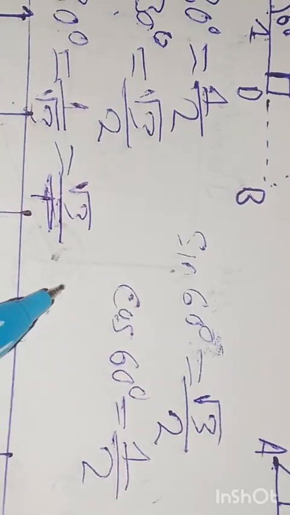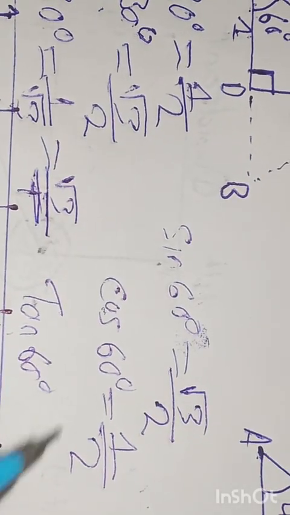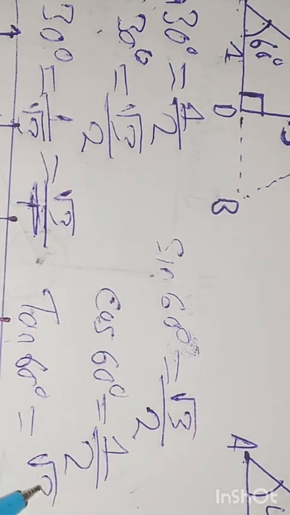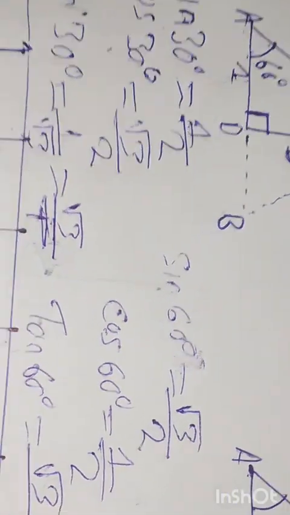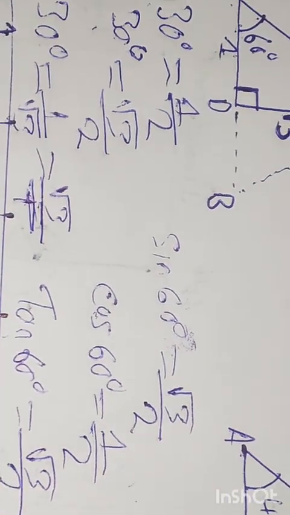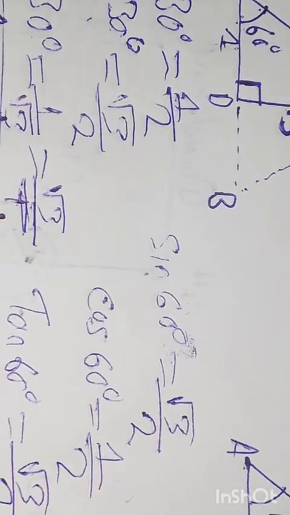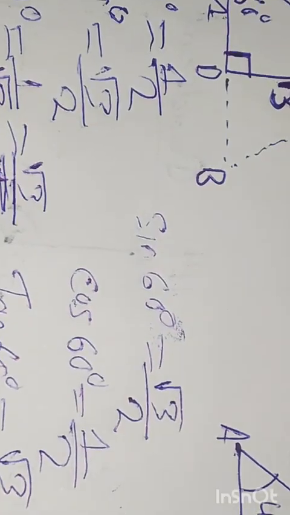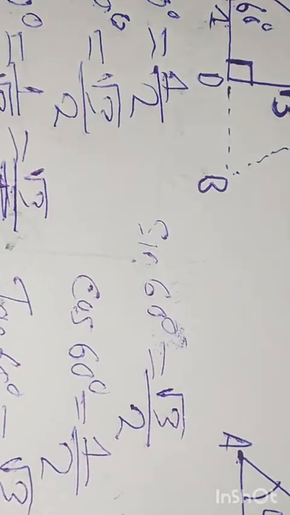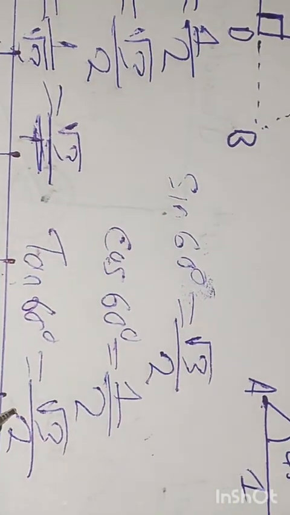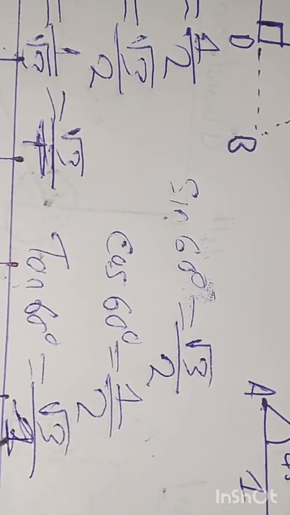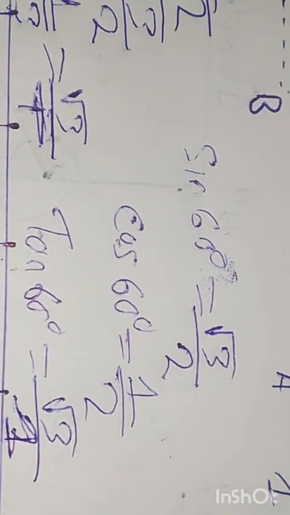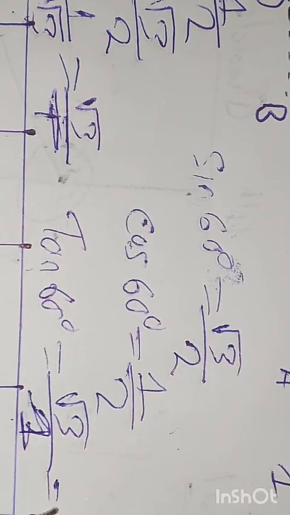Then you go to tan 60 degrees. Tan 60 is opposite over adjacent. The opposite is root of 3 over the adjacent, which is 1. Sorry, not over 2, over 1. It's root of 3 over 1, which is just equal to root of 3.